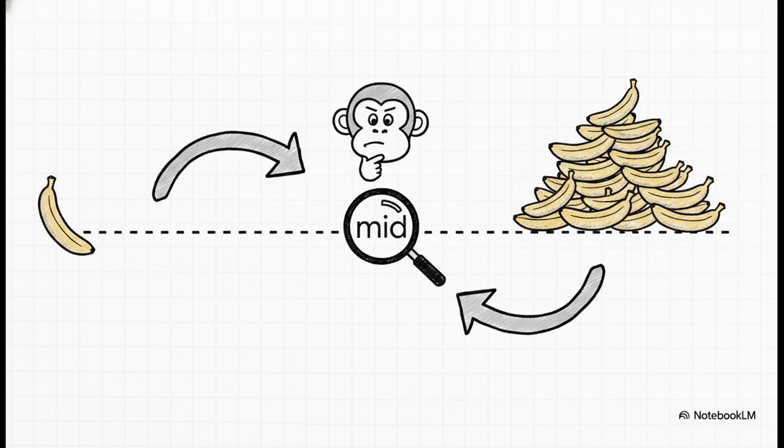We run a quick check. At this speed, does she finish in time? If yes, hey, maybe she can go even slower. So we adjust our right bound. We're just halving the speed options over and over until we find the absolute perfect pace.